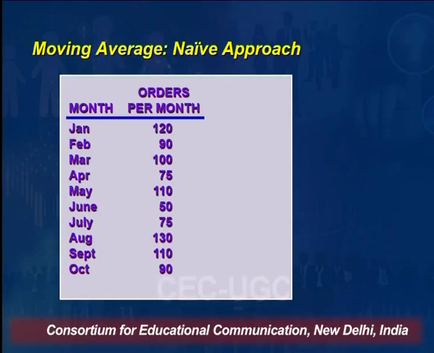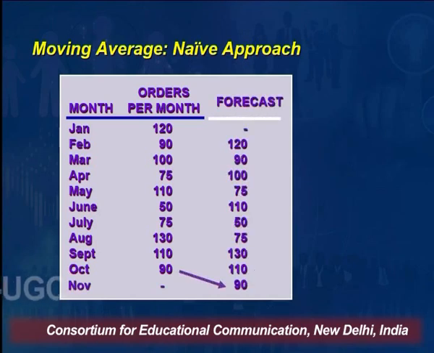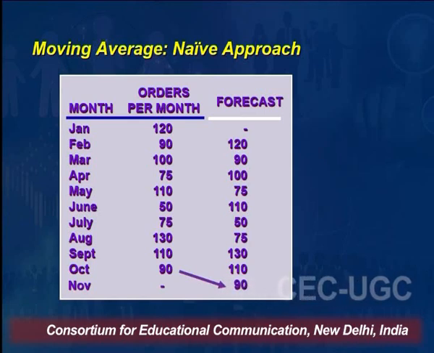For example, for the month of January, the orders per month have been 120, February 80, March 100, and so on, as you are seeing all these orders. So moving average, naive approach: whatever is the demand for January, we will say this is the forecast for February, that is 120. Whatever has been the demand for February, this is the forecast for March. Whatever is the demand for March, which is say 100, that is the forecast for April. So this is the naive approach, a very simple approach.